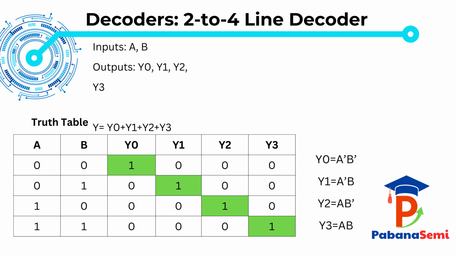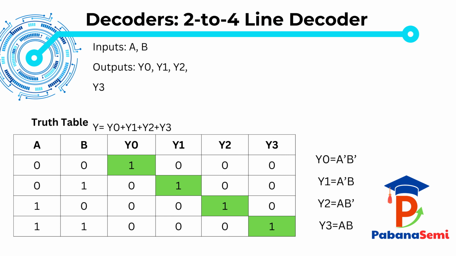Let's verify using the truth table. When A is 0 and B is 0, output Y0 becomes 1. When A is 0 and B is 1, output Y1 becomes 1. When A is 1 and B is 0, output Y2 becomes 1. When A is 1 and B is 1, output Y3 becomes 1. So you can see clearly, exactly one output is active for each input.